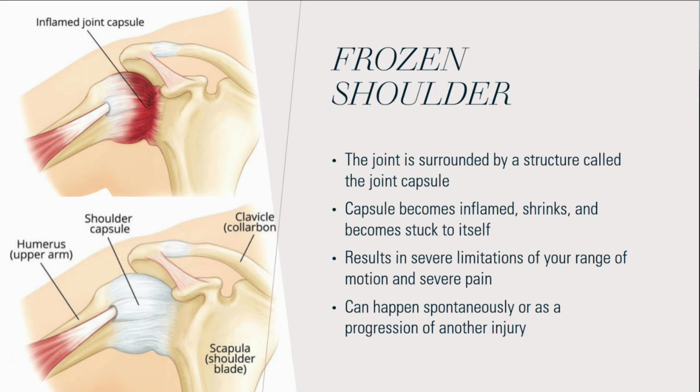In frozen shoulder, the capsule, which you can see in that top left picture, tends to become inflamed and it shrinks and then becomes stuck to itself. This will result in severe limitations of range of motion, and it's very, very painful. It can happen spontaneously, or it can happen as a result of something else. A lot of times we see this as a secondary thing because someone's injured their shoulder. They stop moving it because it's painful, but because they're not moving it and they're keeping it protected that way, the capsule starts to get irritated and shrinks and stiffens up.